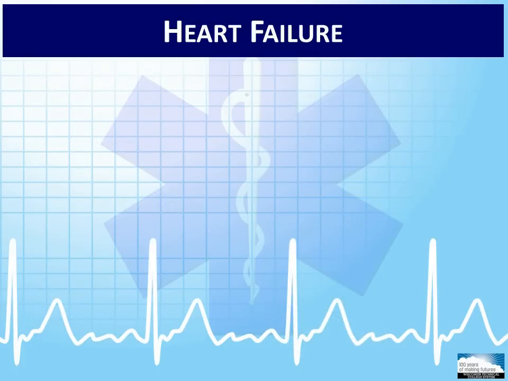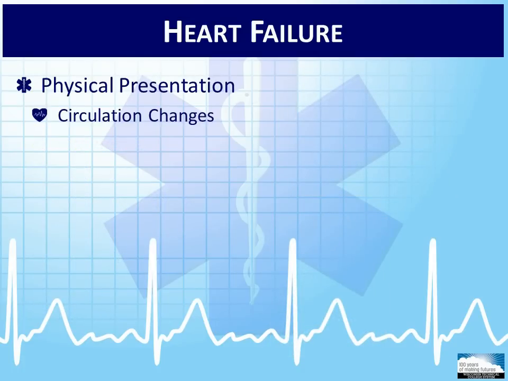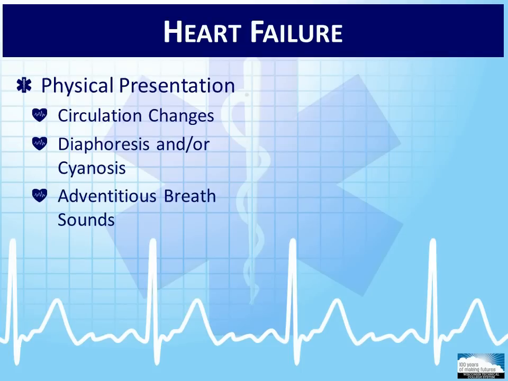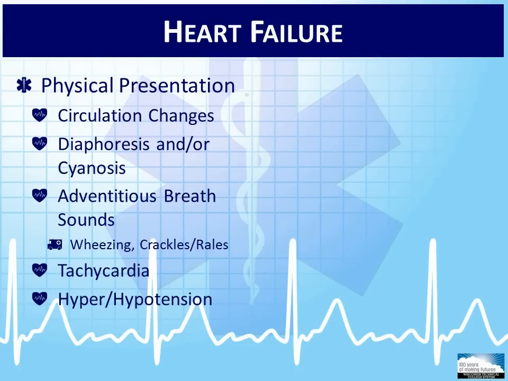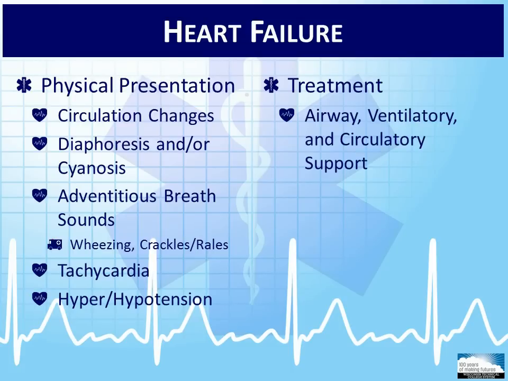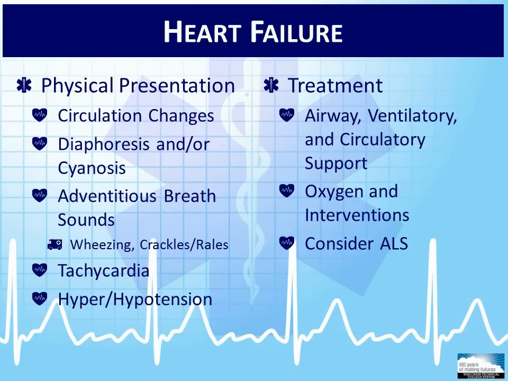The geriatric patient with heart failure may present with circulation changes, diaphoresis, cyanosis, adventitious breath sounds such as wheezing or crackles, rales, tachycardia, hypertension, commonly early in the disease process, and/or hypotension. Treatment includes airway, ventilatory, and circulatory support. Oxygen administration, additional interventions as included in your local protocols, such as CPAP, and the consideration for advanced life support should also be included in your treatment plan for these patients. As with the MI patient, frequent reassessment is important for patients in heart failure.